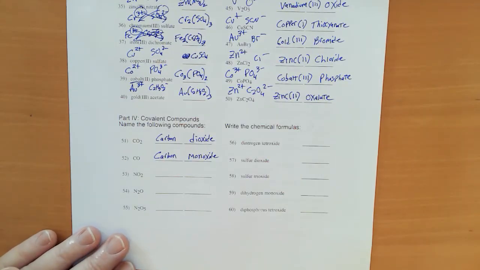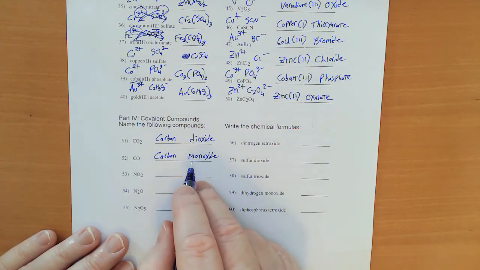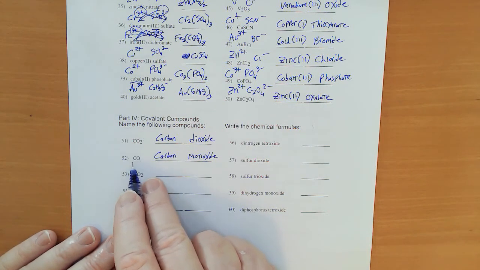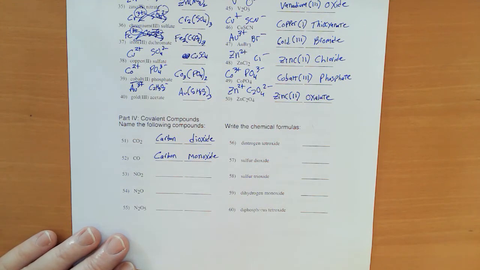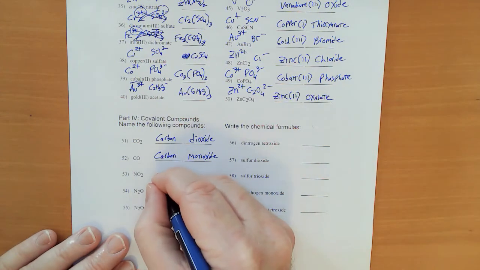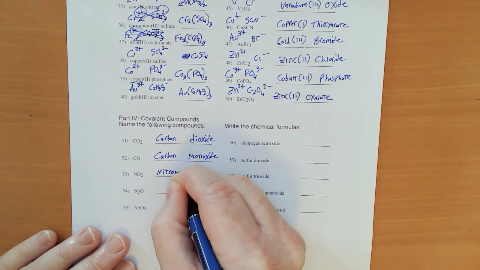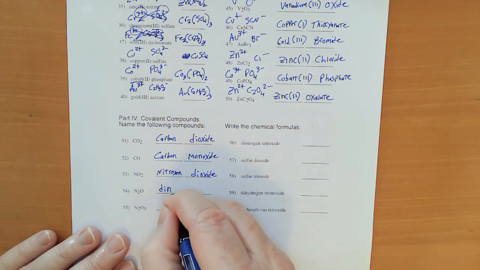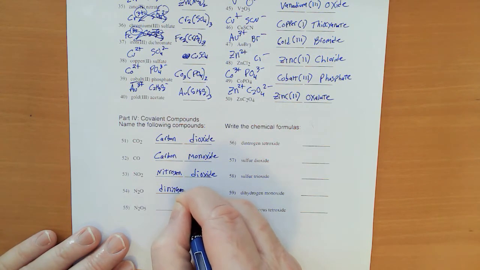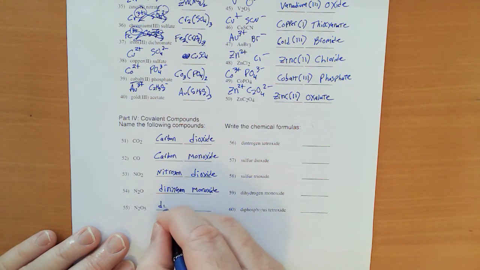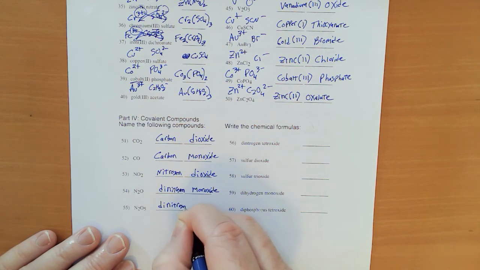Okay, so here's the rule. Mono as a prefix is used for the second element when there's only one atom present. But it's not used for the first element when there's only one atom present. Strange, but it's the rule. Nitrogen dioxide, dinitrogen monoxide, dinitrogen pentoxide.